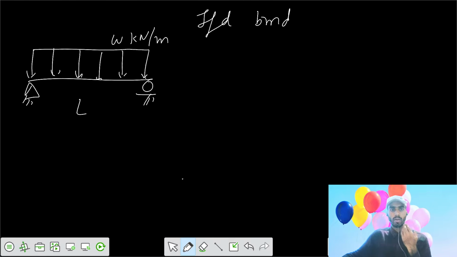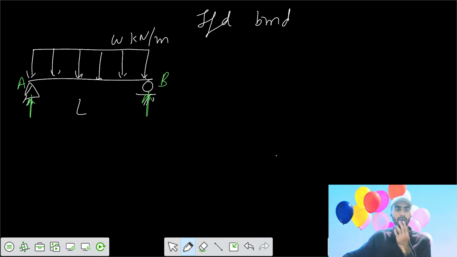Firstly, if it was a cantilever, there was no need to get the reactions. We could have easily solved it. But here there are two supports and no free end, so we need to get the reactions first. Let's say this is your support A, this is your support B. It offers a reaction at A, it offers a reaction at B.